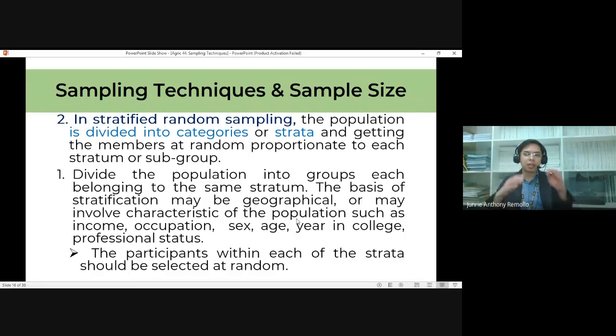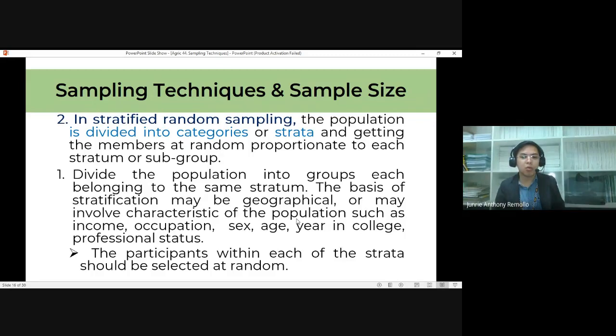So what you're going to do, in a certain population, is divide it into groups, each belonging to the same stratum. For example, the basis of your stratification is geographical, meaning a specific place. It may involve a statistic of the population such as income. Probably you could base it on the economic status of a particular population, right? There are people in a particular population whose income is above 50,000, and on the other hand, there are also quite a number of samples whose income is just minimum wage, on a day-to-day or monthly basis.